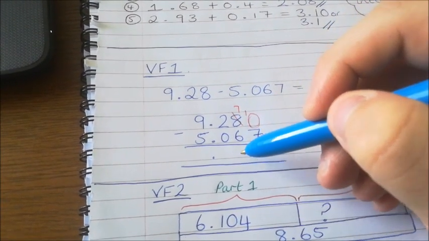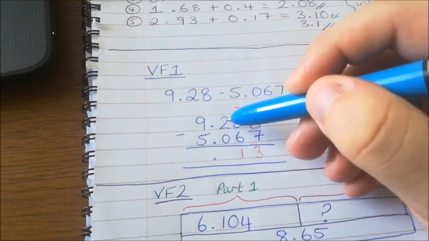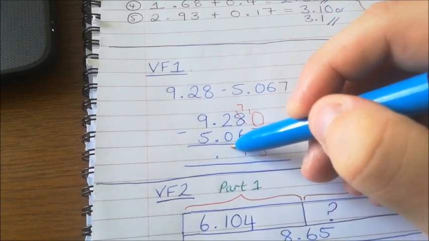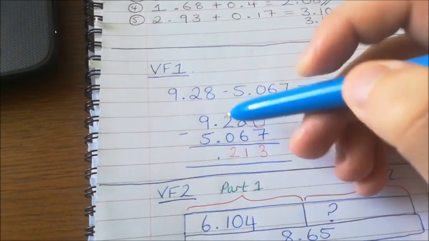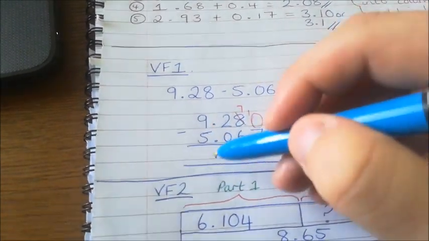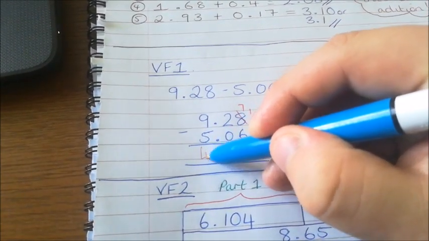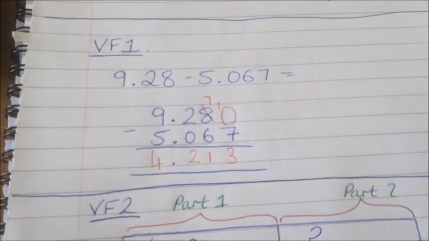7 hundredths take away 6 hundredths equals 1 hundredth. 2 tenths take away 0 tenths gives us 2 tenths. 9 ones take away 5 ones gives us 4. So the same as what we were doing yesterday, but with column subtraction.